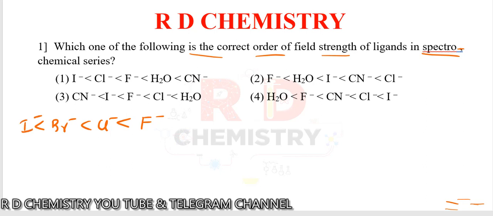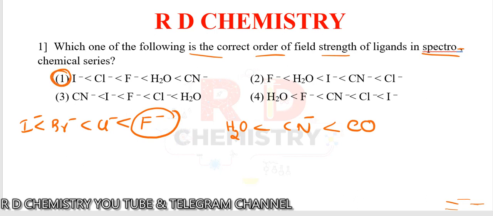Charge density of fluoride is very high. Small atom, charge density is very high. Between water and cyanido, water is a weaker ligand compared to cyanido. Cyanido is a stronger ligand. And the strongest ligand in the spectrochemical series is carbon monoxide, that is a carbonyl ligand. So put them together. The answer is option number 1. Okay, right?